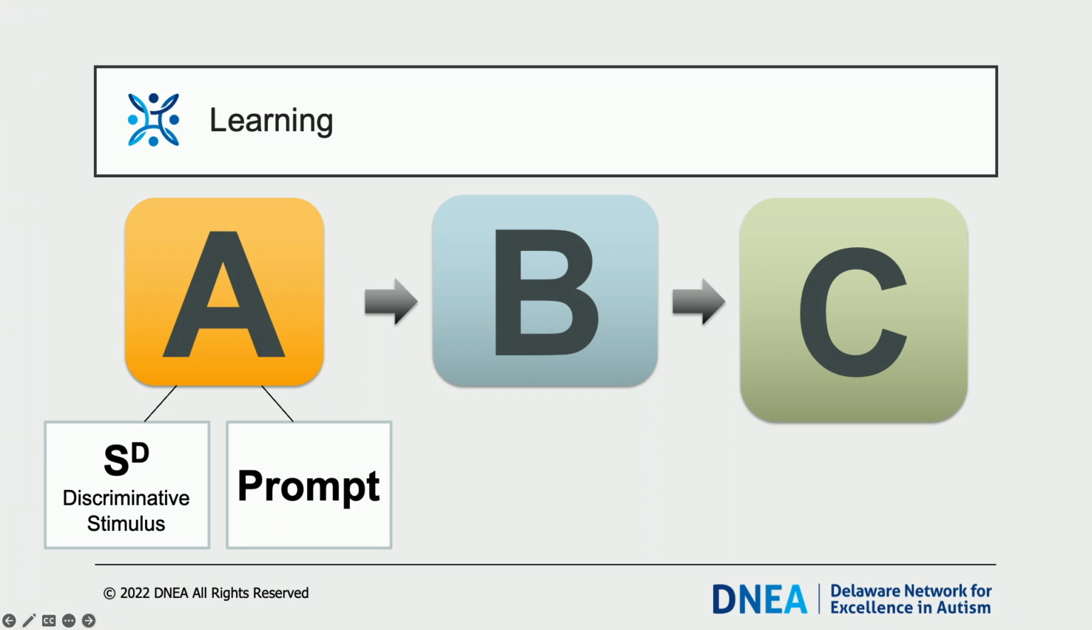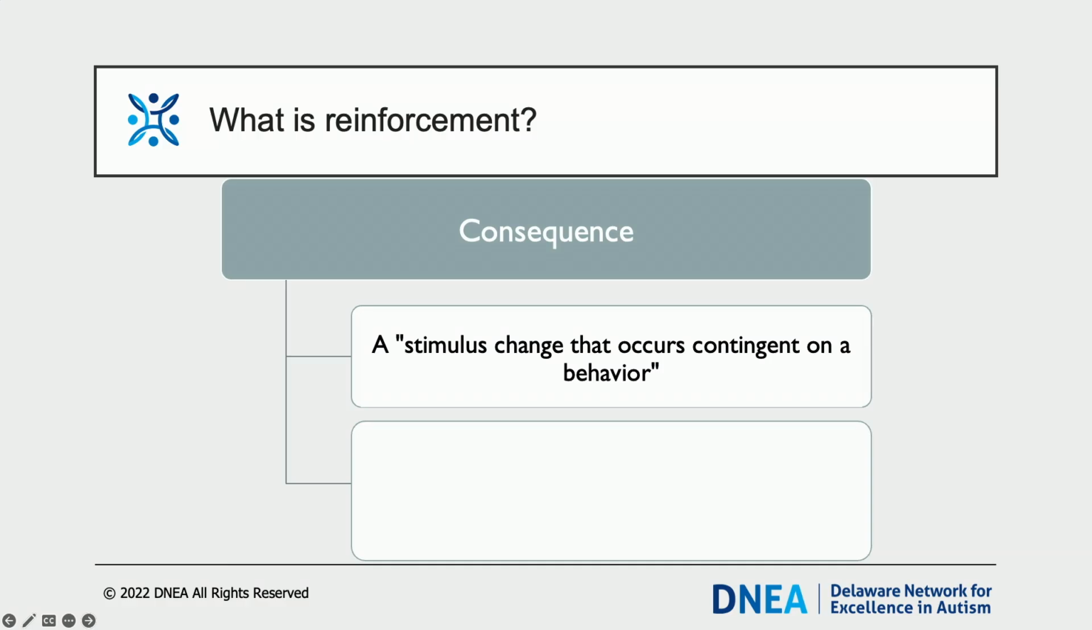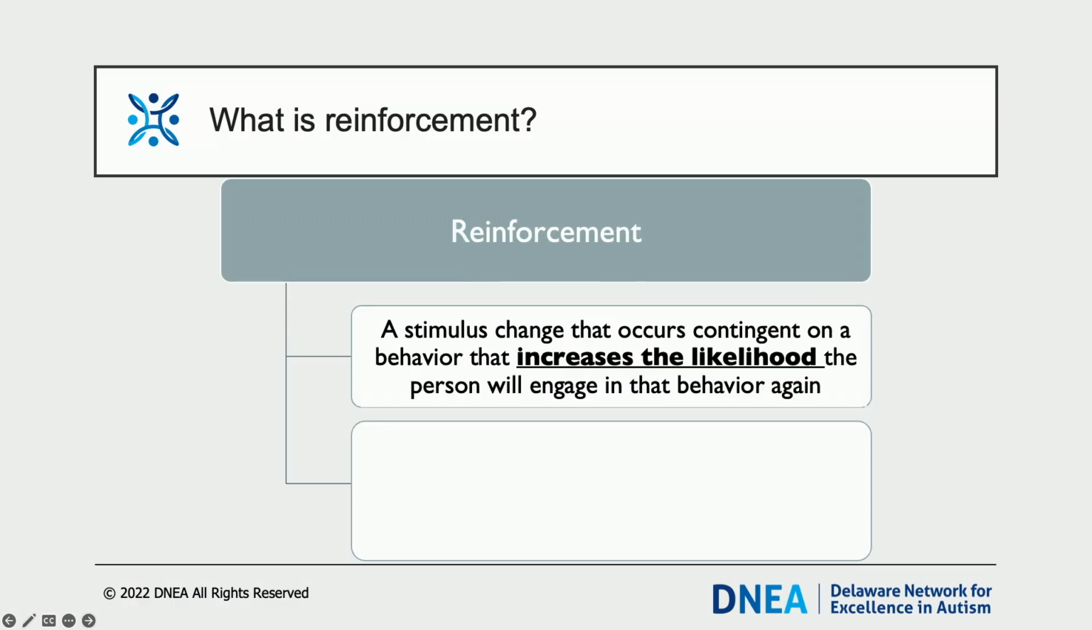Now, I would like to discuss consequences in more detail as they relate to learning. Specifically, let's talk about reinforcement. We know that in the ABC model, the consequence is any stimulus following the behavior that changes the likelihood a person will engage in that behavior again in the future. Reinforcement is a specific type of consequence that increases the likelihood a person will engage in the behavior again.